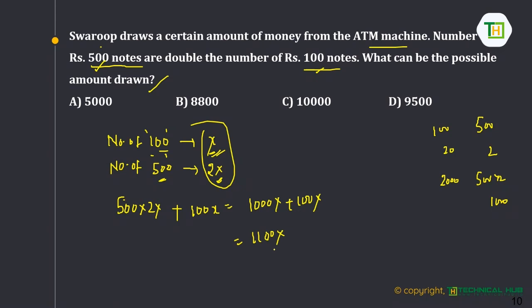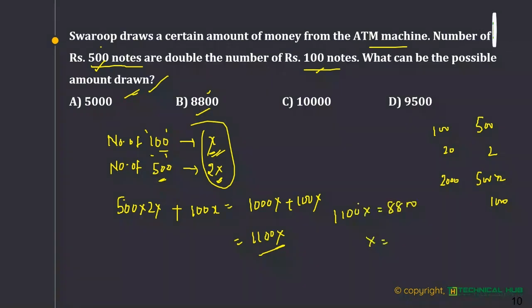See, if you observe the options, the correct answer is exactly divisible by 1100. They're asking what is the possible amount to draw. Out of all the options, only 8800 is exactly divisible by 1100. So I'm taking that option only. 8800 divided by 1100, then x is equal to 8.